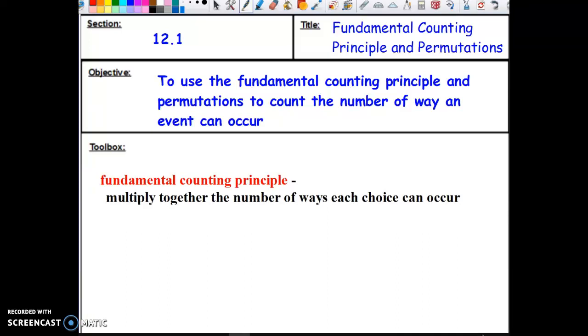Right, welcome to lesson 1 of Unit 12. This is our last unit of the year, and we're going to talk about something called probability and statistics.